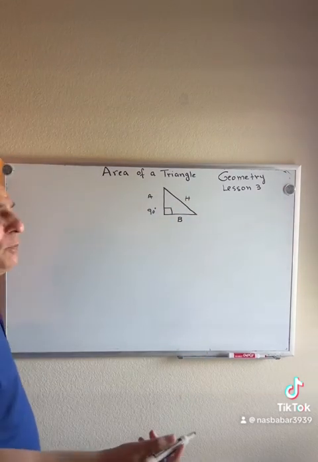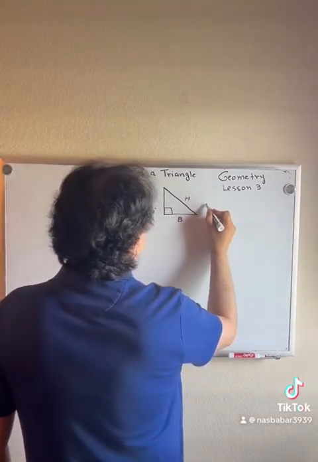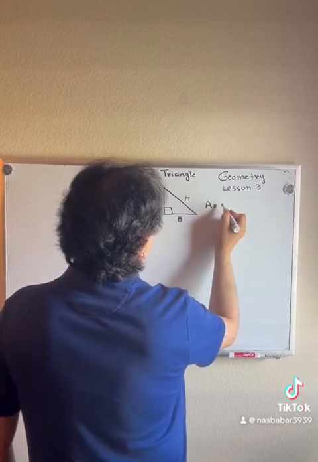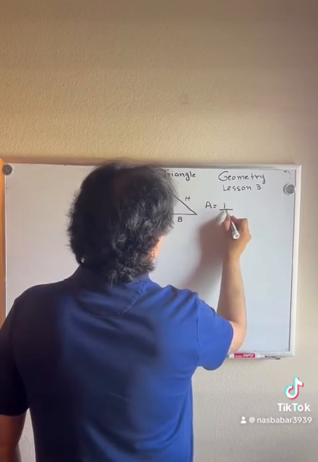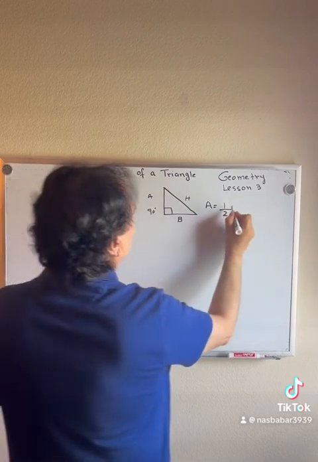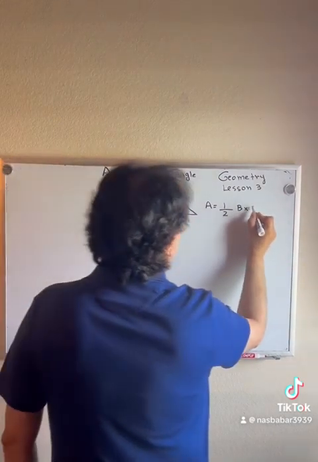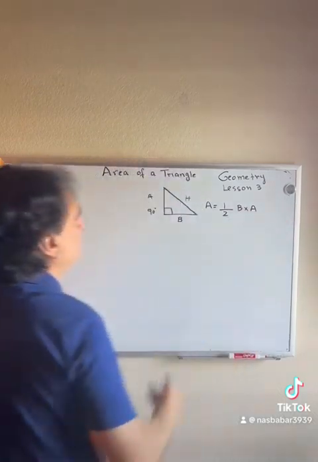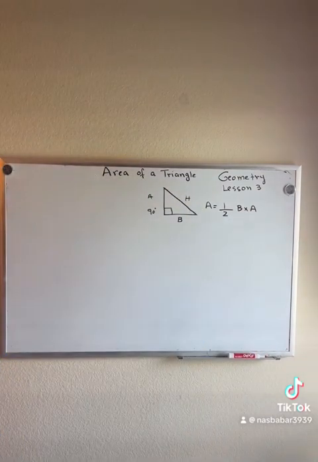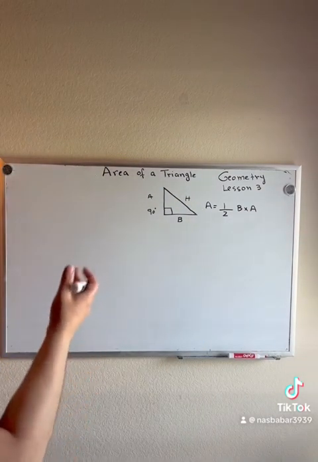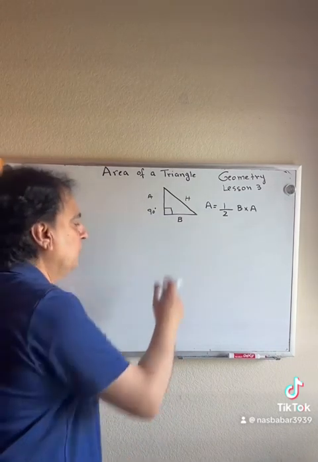So the formula is pretty straightforward. If you want to find area of this triangle, that is equal to half base times altitude. So that's the area. So if you are given a right-hand triangle, this is the formula which applies.